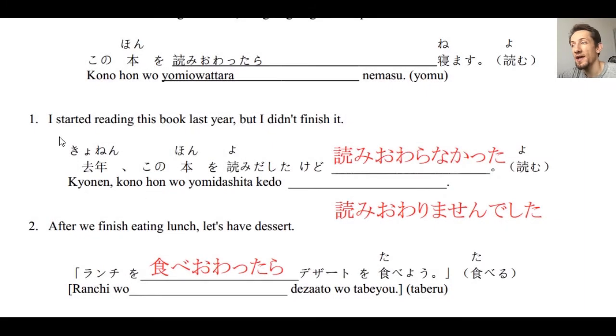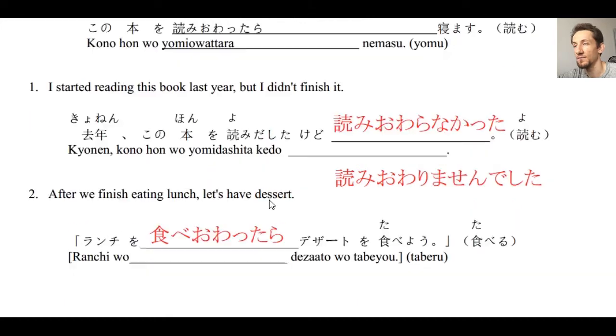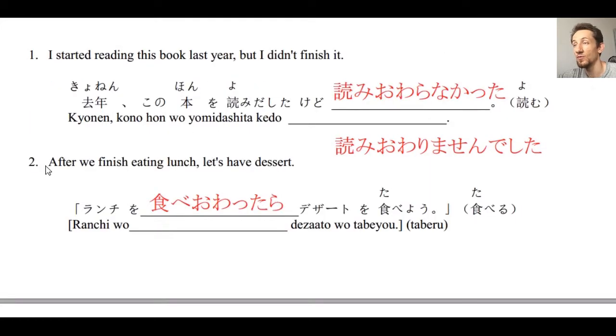All right, so number 1: I started reading this book last year, but I didn't finish it. So we have 去年この本を読み出したけど、読み終わらなかった. Or, 去年この本を読み出したけど、読み終わりませんでした. Here we have the ません form, 読み終わりませんでした, and the casual form, 読み終わらなかった. So hopefully you're able to use either one with ease without having to think too hard about how to conjugate the negative form or the casual form.